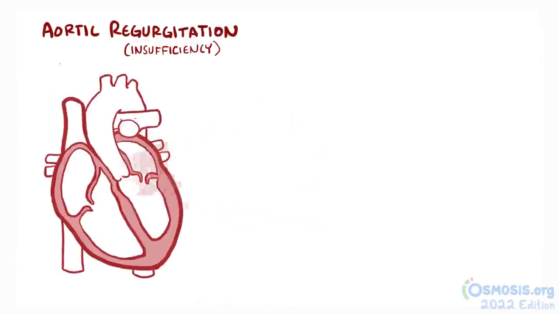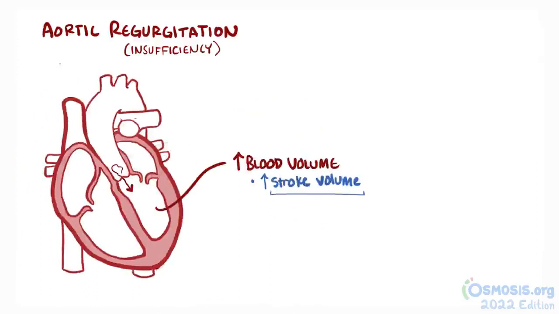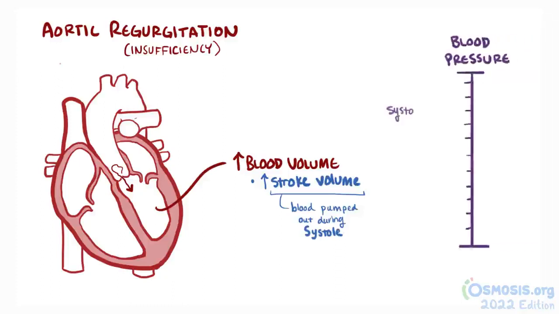Since blood's leaking back from the aorta into the left ventricle, the left ventricular blood volume increases, which increases the stroke volume, or the amount that the left ventricle pumps out during contraction, or systole. More blood pumped out of the heart per squeeze requires more pressure, so systolic blood pressure increases.